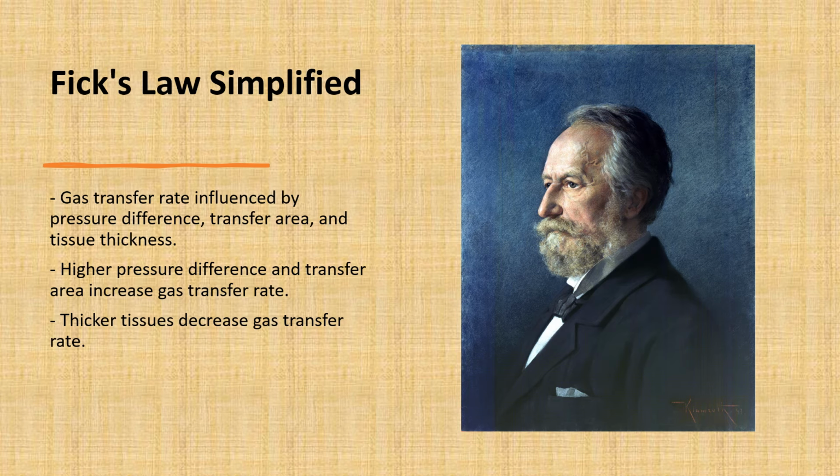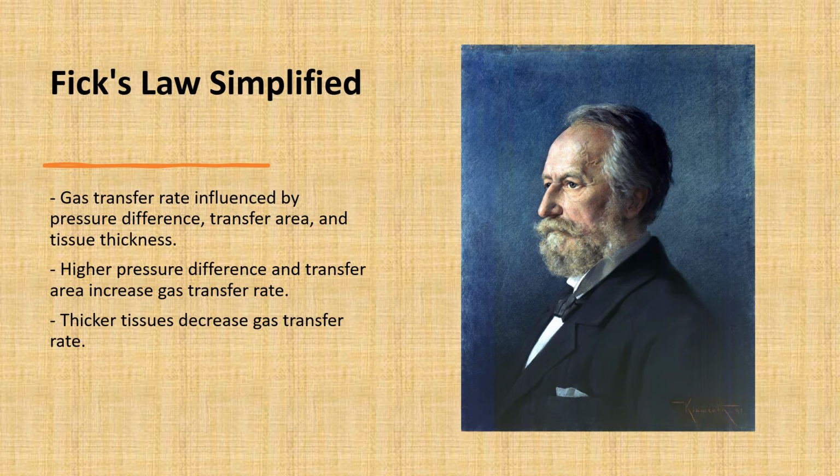The first factor, the difference in partial pressure. Imagine you have a tissue barrier like a membrane. On one side of the membrane, you have a certain amount of gas, let's say oxygen. On the other side, you have a different amount of oxygen. The rate at which oxygen moves through the membrane depends on how different the amount of oxygen is on each side. If there's a big difference, oxygen will move quickly. If there's a small difference, it will move more slowly.